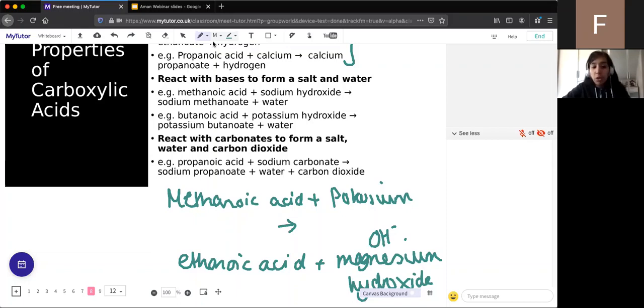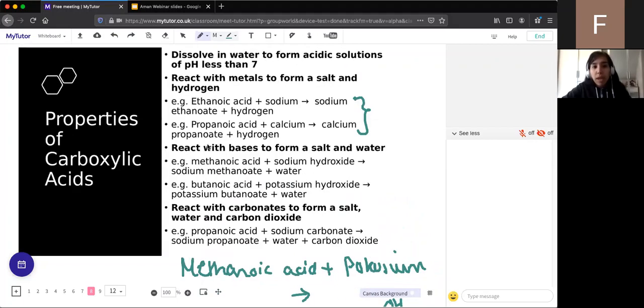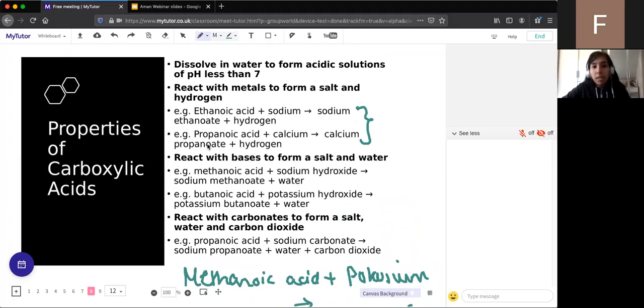And the other one you can look at is cobalt as well, which goes from blue to pink. So cobalt paper will go from blue to pink when you add water to it. Excellent. So they're the reactions of carboxylic acids. As I said, not going into too much detail, so you might feel like I've gone over it quite quickly, and that's because they're just the reactions of acids, which we've covered before, so it's nothing new. I just wanted to show you that these are the reactions that carboxylic acids also undergo.